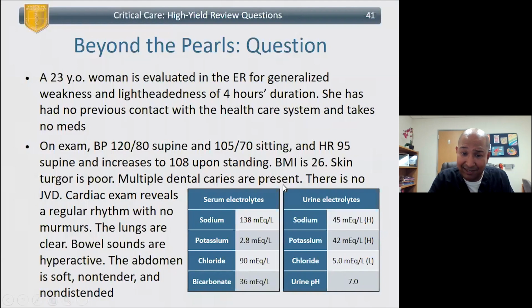I'm not worried about the serum electrolytes here. I'm worried about what? More urine electrolytes. So where's the answer going to be? Probably in the urine. So let's look at the serum electrolytes. We have a normal sodium. Boy, that potassium is low. Chloride is normal. And look at the bicarb.